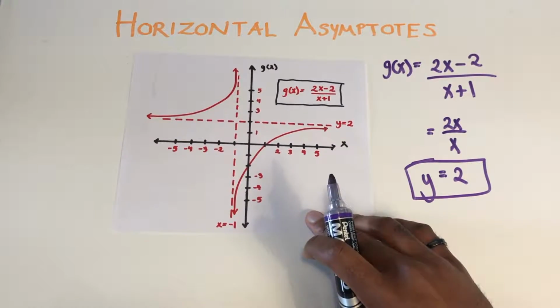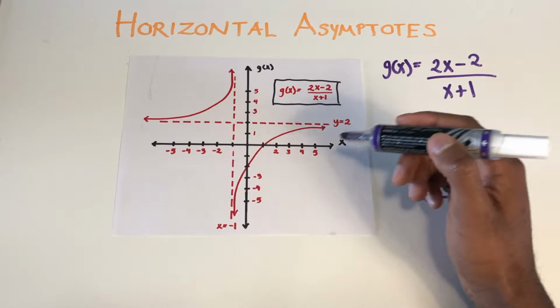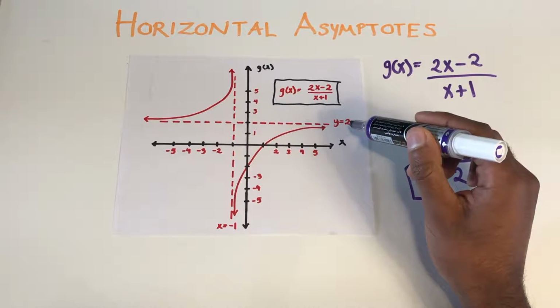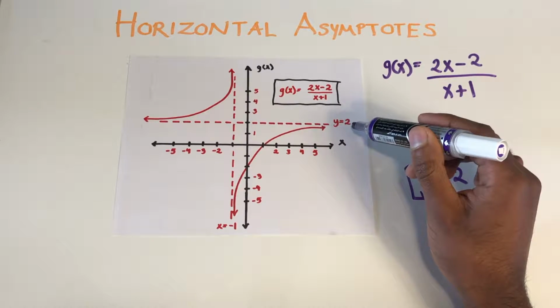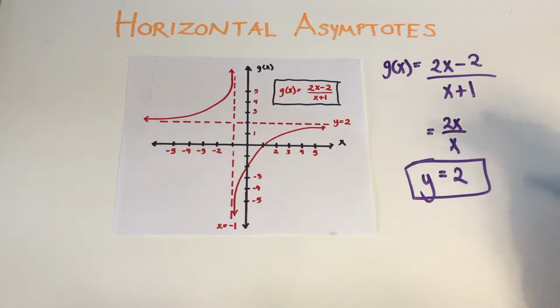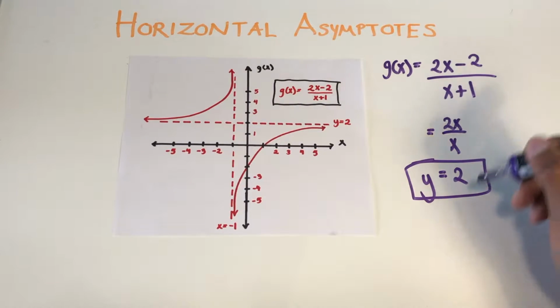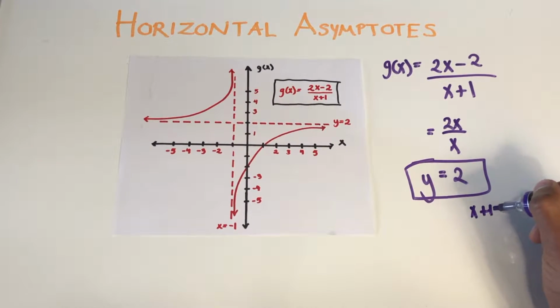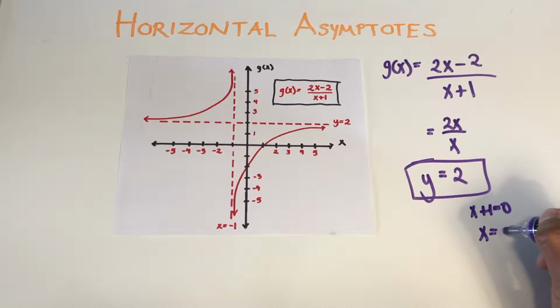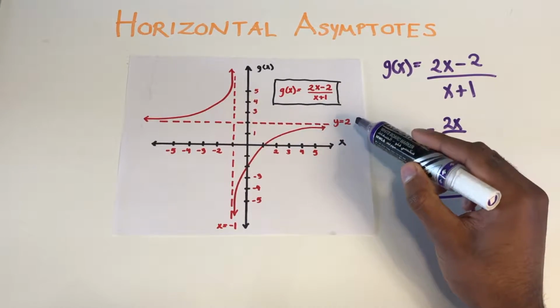And we can see that here. We have the function g of x is equal to 2x minus 2 over x plus 1. Notice how we have a horizontal asymptote at y equals 2. And we also have a vertical asymptote at x equals -1, because if you set the denominator equal to 0, you have x plus 1 equals 0, and we end up with x equals -1. But for this question, we were asked to find the horizontal asymptote, which occurs at y equals 2.